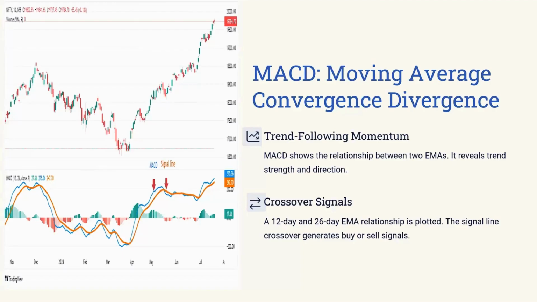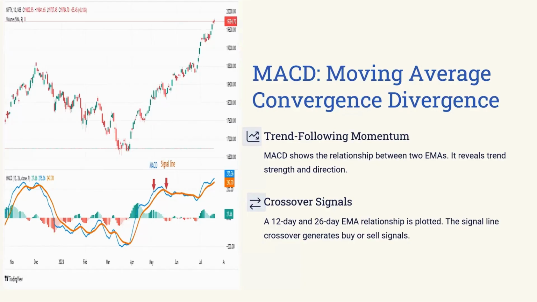For example, trend following momentum. MACD shows the relation between two EMAs. It reveals strength and direction. The core of the MACD lies in the difference between a faster exponential moving average, EMA, and a slower EMA. Typically, the 12 period EMA and the 26 period EMA are used, with the MACD line calculated as the 12 period EMA minus the 26 period EMA, revealing trend, strength, and direction.